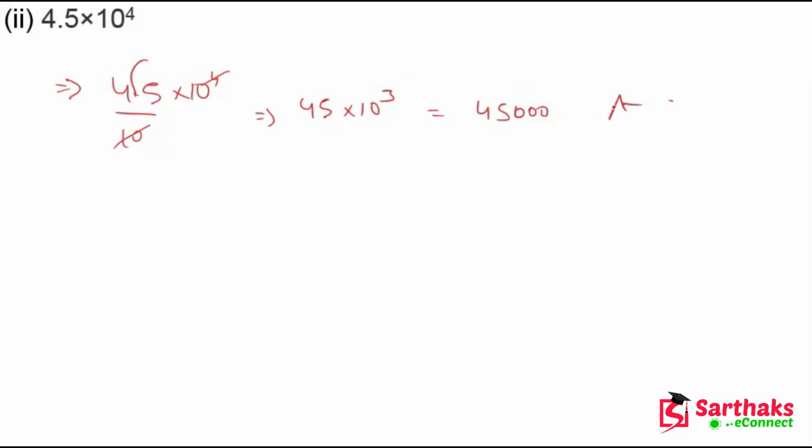Understand? Yes. Now the next one: here we have 4.5 into 10 raised to power 4. This is very easy. Remove the point and we get 10 in the denominator. So this 10 cancels one zero out of the 4 zeros. Here we get 45 into 10 raised to power 3. So we can write 45 and put 3 zeros: 45000. This is the answer. Yes.